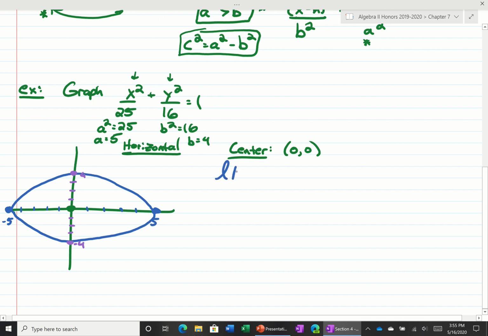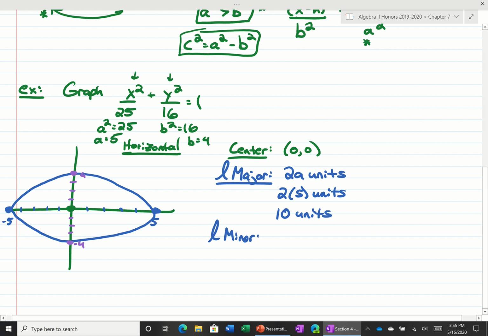What if I asked you how long is the major axis? Well, the formula for the length of the major axis is 2a units. Well, if we know a is 5, 2 times 5 would be 10 units. The length of the minor axis would be 2b units. b in this case is 4. So we get 8 units.